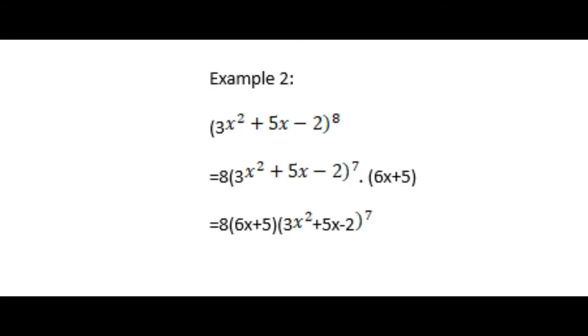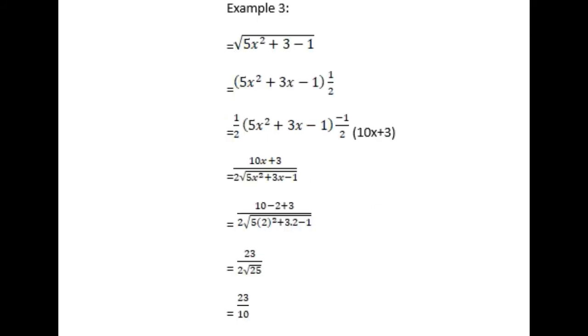Given number 2 was the quantity of 3x squared plus 5x minus 2 raised to the power of 8. The 8 will be in front, then you will subtract 1 from the power of 8. So it will become 8 times 3x squared plus 5x minus 2 raised to the power of 7. Then find the derivative of 3x squared plus 5x minus 2. So it is 6x plus 5. Then you will arrange it into 8 times 6x plus 5 times the quantity of 3x squared plus 5x minus 2 raised to the power of 7. And that's the final answer.